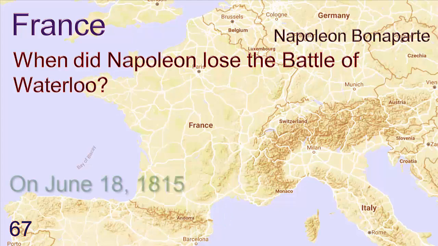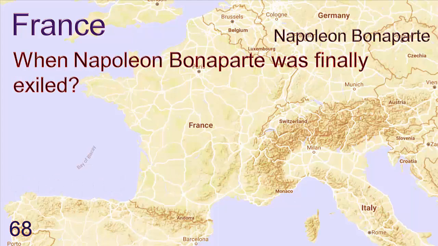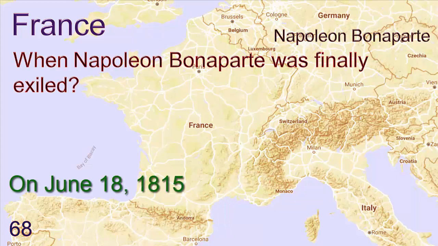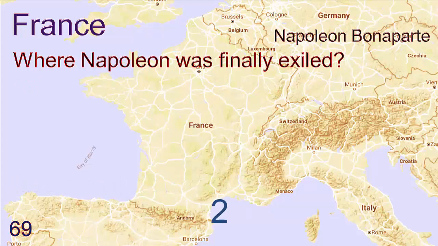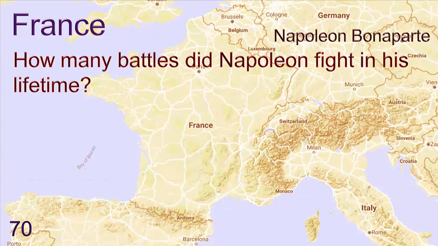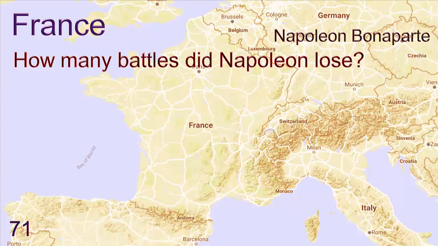On June 18, 1815. When was Napoleon Bonaparte finally exiled? On June 18, 1815. Where was Napoleon finally exiled? St. Helena Island. How many battles did Napoleon fight in his lifetime? 60 battles. How many battles did Napoleon lose? Only 8.